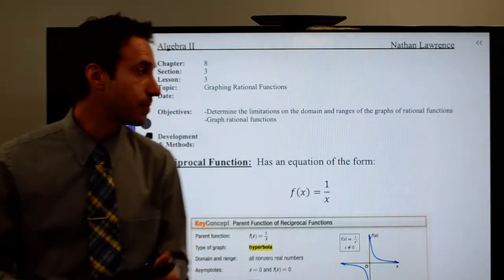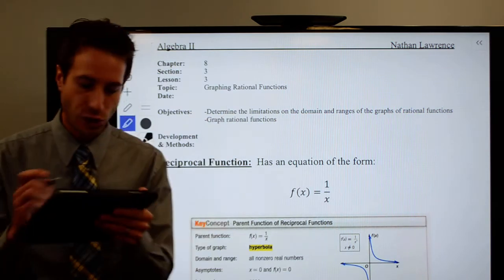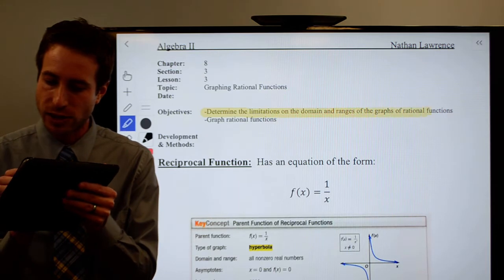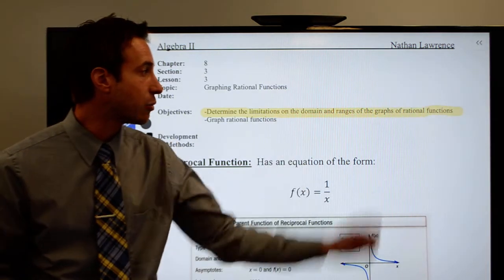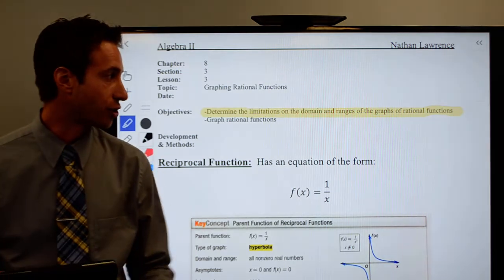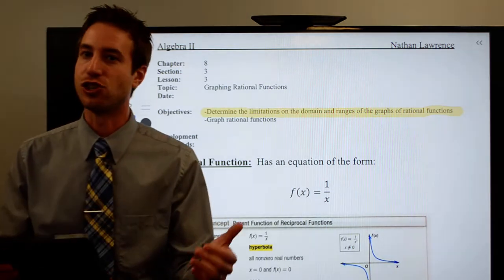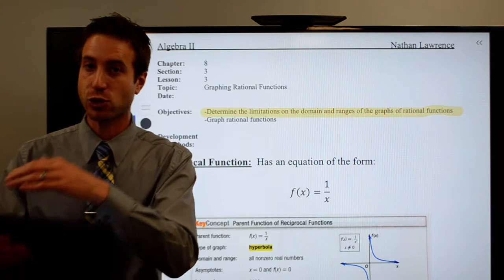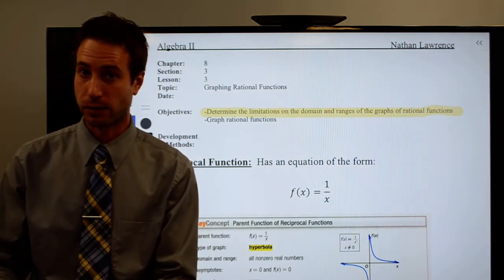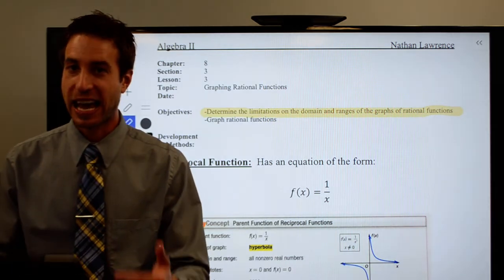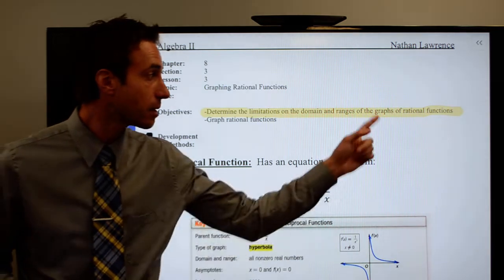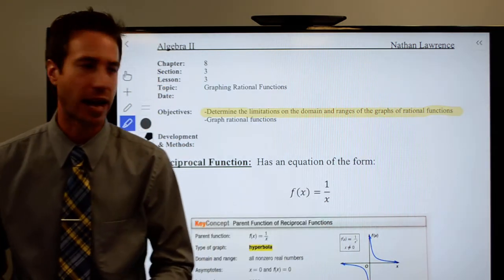Guys, here are the things you'll need to be able to do when it comes to graphing rational functions. First, you'll need to be able to determine the limitations of the domain and range of the graphs of these rational functions. Just like in the previous sections, when it comes to rational functions, you can't divide by zero. Division by zero is not allowed. So we're going to need to be able to restrict both the domain and in some cases the range, and we'll show you how that works.